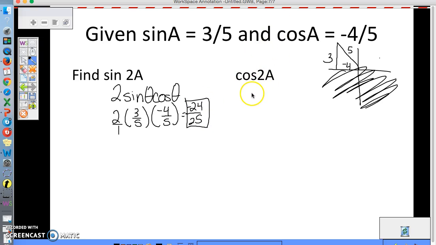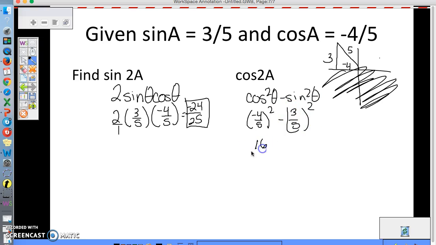And then our cosine. Again, you could use any of those three, but we were using cosine squared minus sine squared. So our cosine, negative 4/5 squared, minus our sine of 3/5 squared. So we have 16/25 minus 9/25. 16 minus 9 is 7/25.